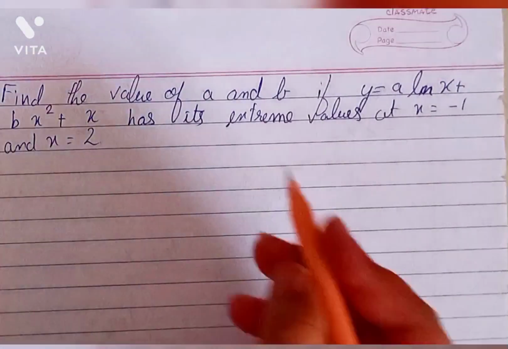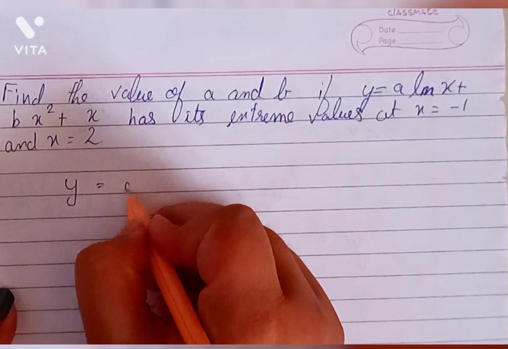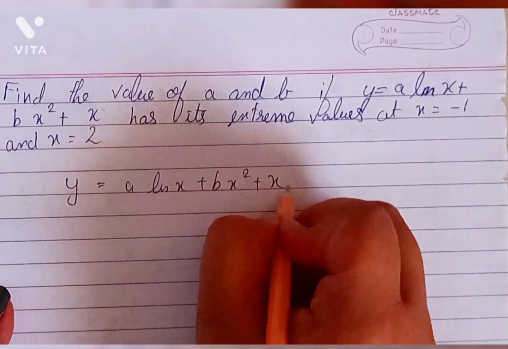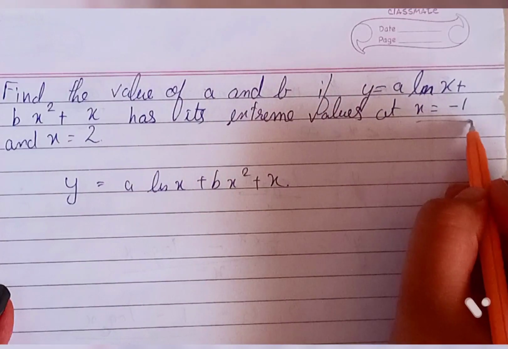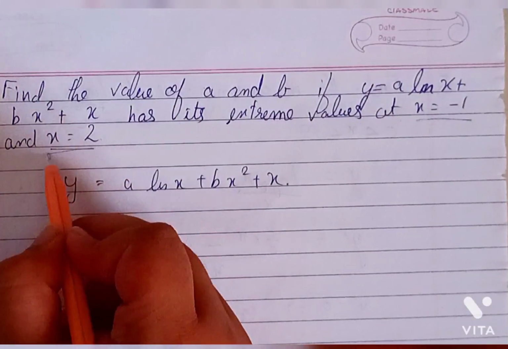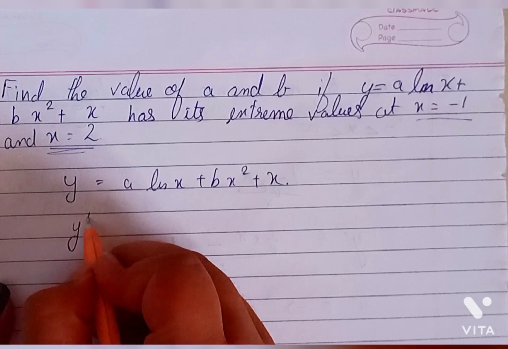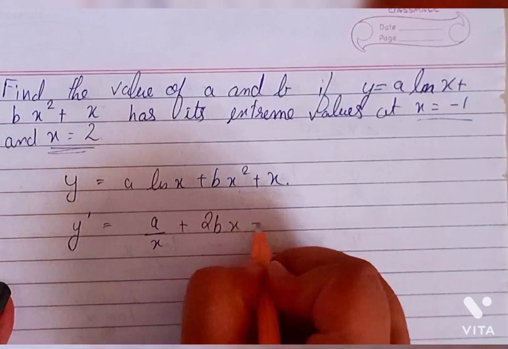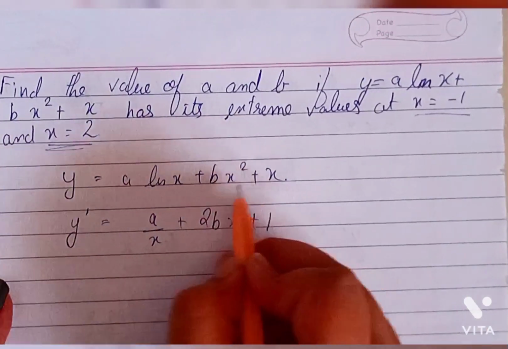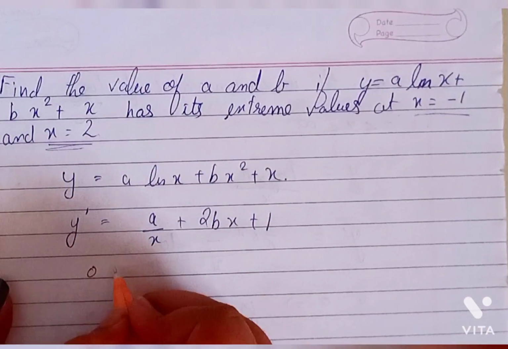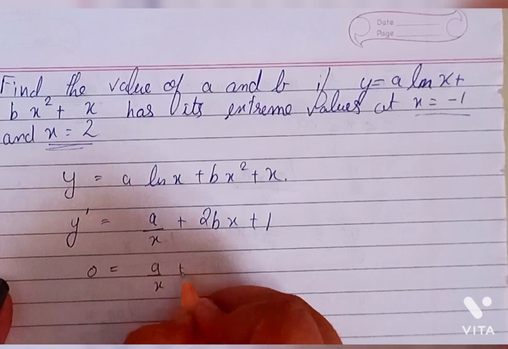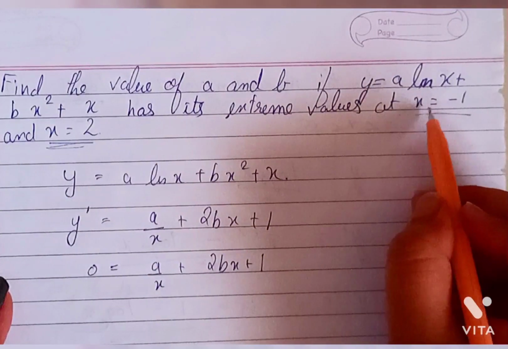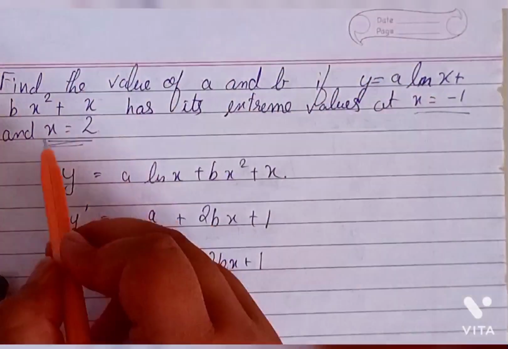So firstly we are given a function y is equal to a ln x plus b x square plus x, and it attains extreme values at x equals to -1 and x equals to 2. So first we'll differentiate this function. y dash is equal to a by x plus 2bx plus 1. Now we'll equate this as 0. So 0 is equal to a by x plus 2bx plus 1. Now turn by turn put the values -1 and 2.